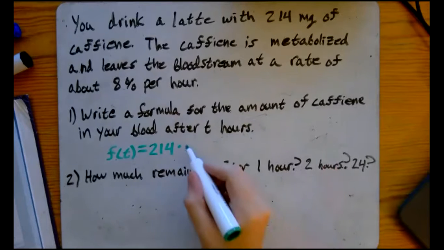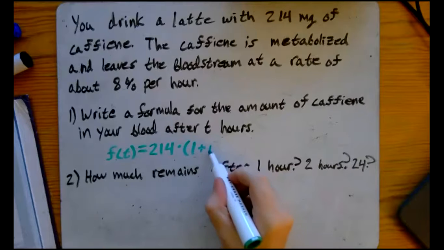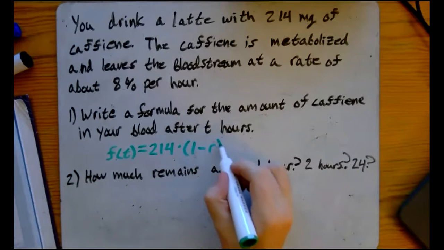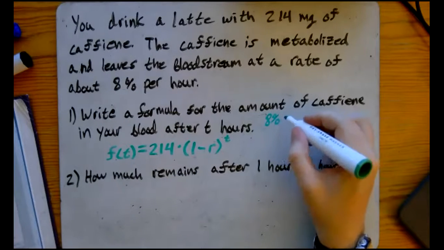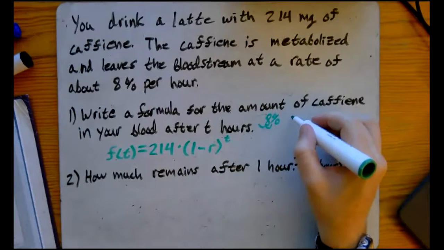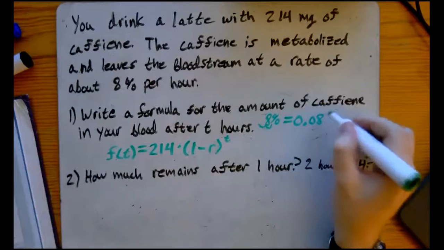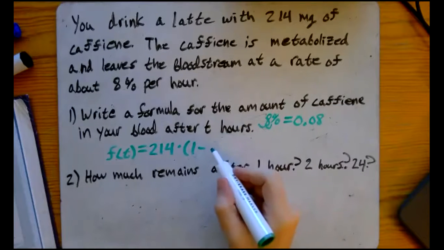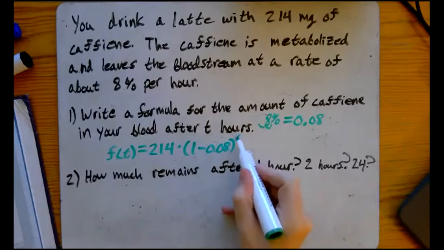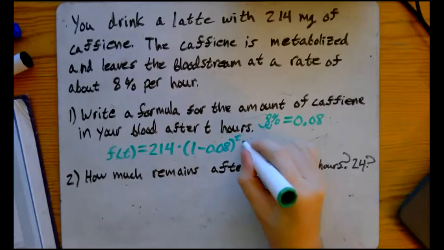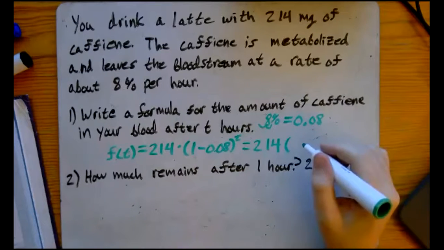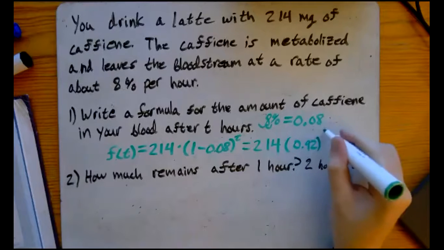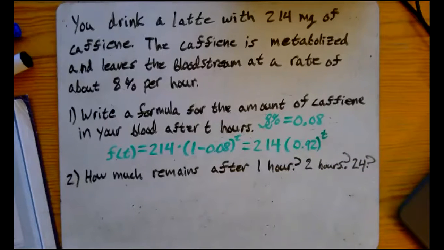214 times B. So B is going to be 1 plus R, or sorry, this is decay, so it's going to be 1 minus R, our growth rate, or in this case, our decay rate. Our decay rate is 8%, so we need to express that as a decimal. If we take the decimal and move it left twice, 8% is 0.08. So this is really 1 minus 0.08 to the T. And this whole thing simplifies to 214 times, let's see, 1 minus 0.08, you can use a calculator, 0.92 to the T. And we have our formula.